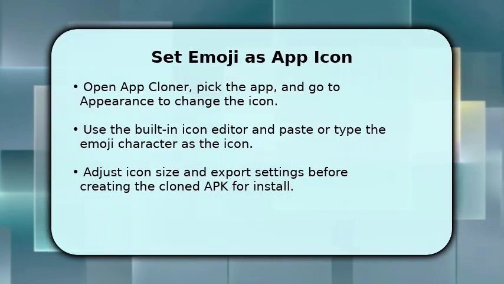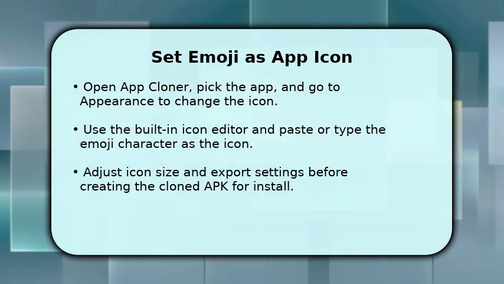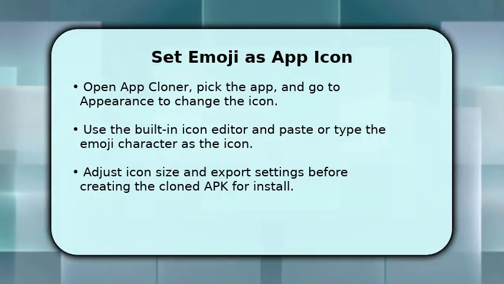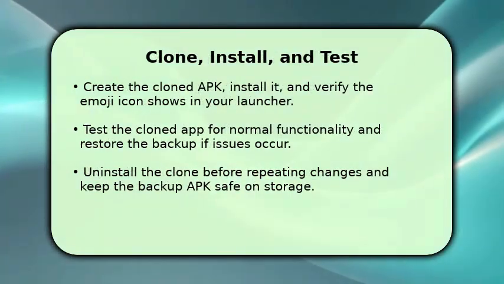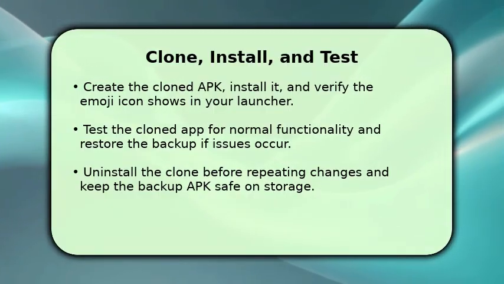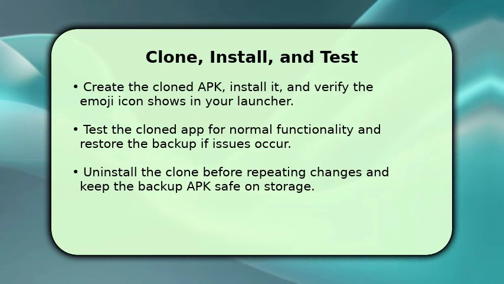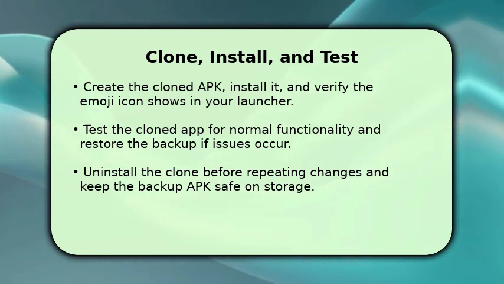Confirm export settings and set a clear file name for the cloned APK to avoid confusion later. Tap Create Clone to build the cloned APK and wait for the process to finish. Install the cloned APK from your file manager and grant standard permissions when prompted by Android.